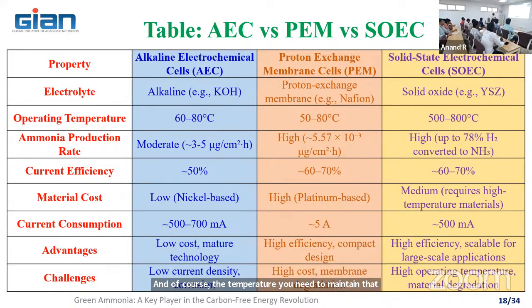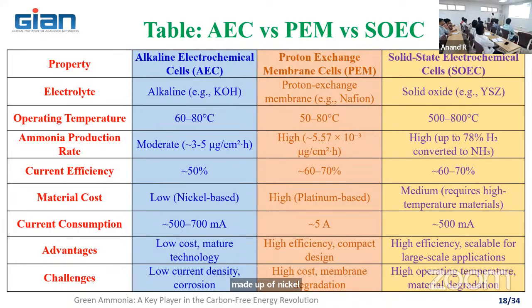Here, the electrolyte is solid oxide, zirconium based. The temperature of the solid state cell is 500 to 800 degrees centigrade. The ammonia production rate is moderate for alkaline. Here it is very high for proton exchange, and for solid state it is also very high. The material cost is nickel based, the electrodes are made up of nickel. Here, platinum. There are different materials available.